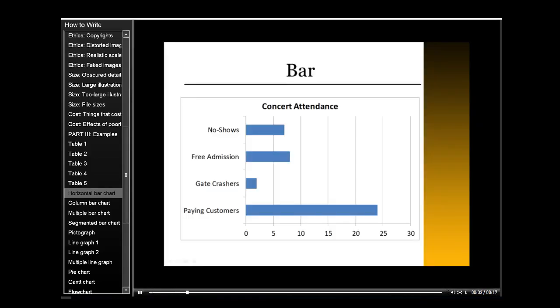We have a bar chart. These ones are very good for showing differences between amounts of things. In particular, notice this one is going horizontally. This will allow us to compare quantities of items.